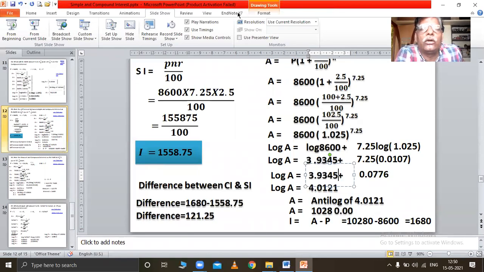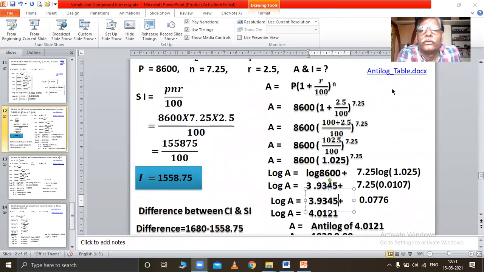4.0121, you have to see in the anti-log table. How to see in the anti-log table? You see here. You don't see the characteristic. After the characteristic, the point 0121. You see this 0121: 01 in the first column, this 2 in the mantissa and 1 in the mean difference. In this way you have to see. Remember this. You see the anti-log table.